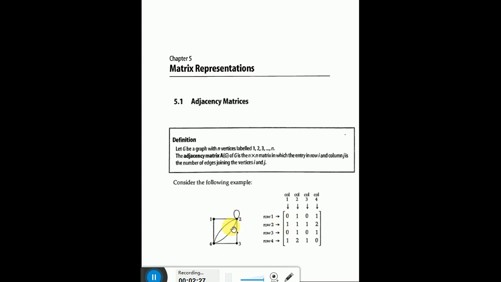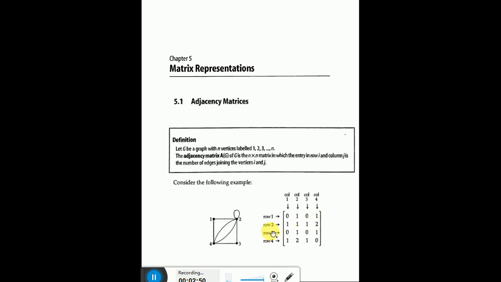0 is here. Now 1 is attached to 2, so row 1 is attached to column 2. Next, there's no edge between 1 and 3, so here is 0. And 1 and 4 have one edge, so that will be 1.